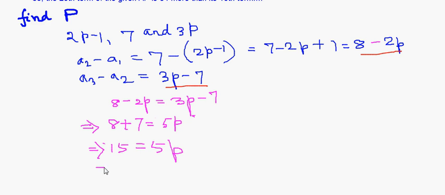So P is 3. So the value of P, which we were supposed to calculate in this question, is 3. And in that case, this series is in AP. Thank you.